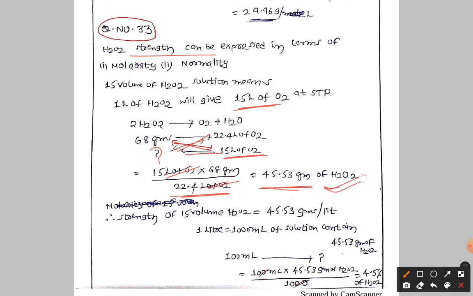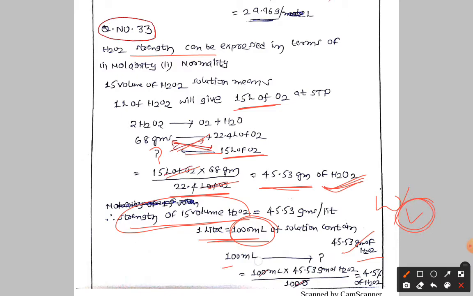If I want it in 100 ml, how much here? The strength of 15 volume of hydrogen peroxide means 1 liter, that is 1000 ml, contains 45.53 grams of hydrogen peroxide. As we told, if you want the weight by volume percentage, volume means we are every time taking 100 ml. So 100 ml means how much? If you go for the cross multiplication and simplification, we have 4.5 percent of hydrogen peroxide. This is the strength of the solution.